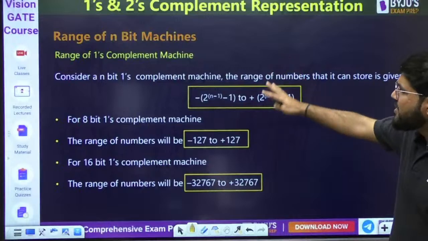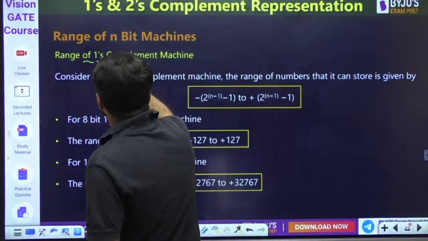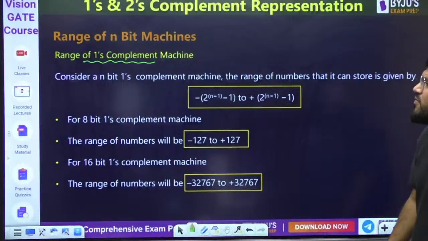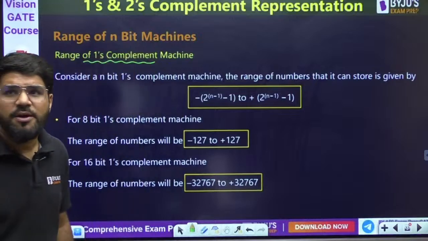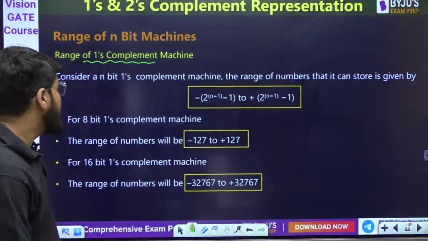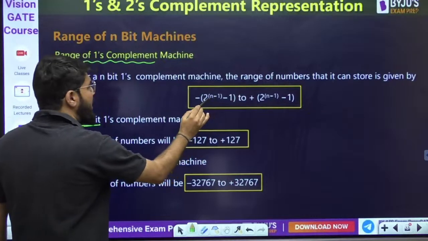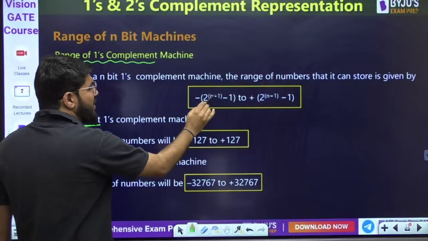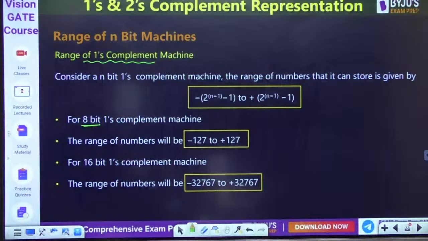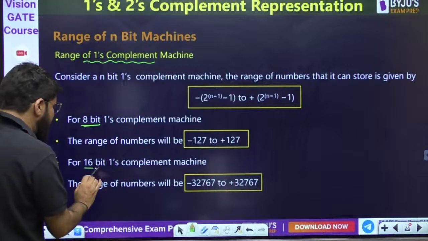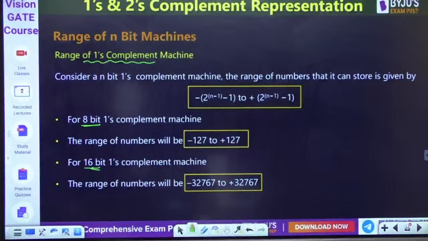So if you talk about the general range, for 1's complement, I will tell you the formula for both. Question kisi pe bhi aa sakta hai. If you have an n-bit 1's complement machine, the range will be negative of 2 ki power n minus 1, minus 1, up to positive of 2 ki power n minus 1, minus 1. Suppose you take an 8-bit machine, n equal to 8. So 8 minus 1 is 7. 2 ki power 7 is 128. Minus 1, so 127. So negative 127 to positive 127. Theek hai? If you talk about 16-bit, solve the calculation, you get minus 32,767 up to plus 32,767.